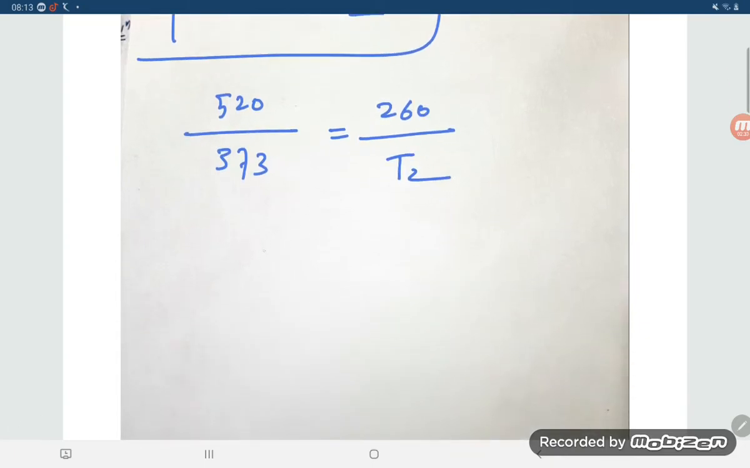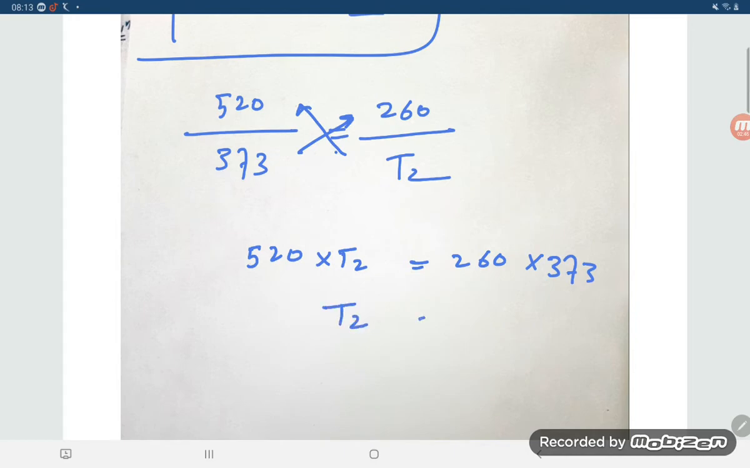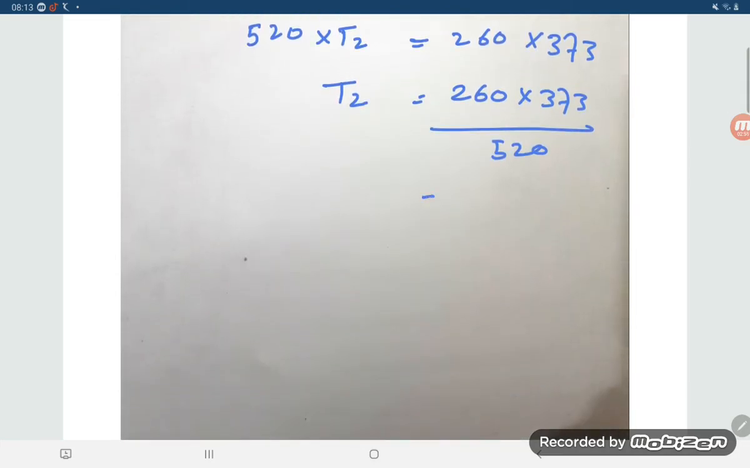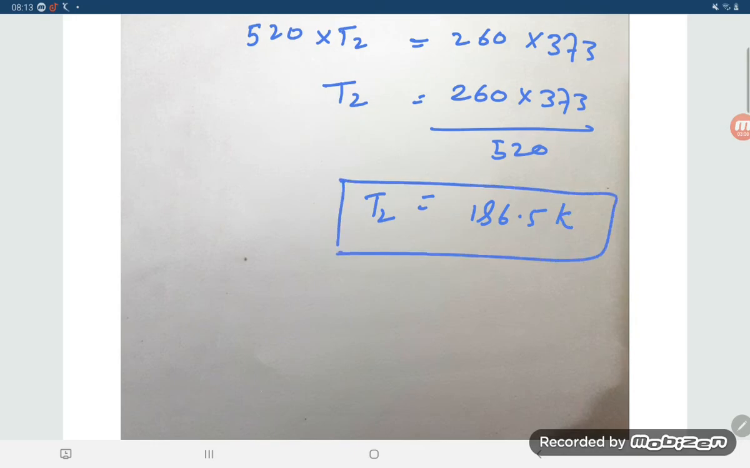If you cross multiply, see what value you get. You will get 520 into T2 is equal to 260 into 373. So T2 is equal to 260 into 373 upon 520. You solve it, student. How much is it coming? T2 is coming 186.5 Kelvin.